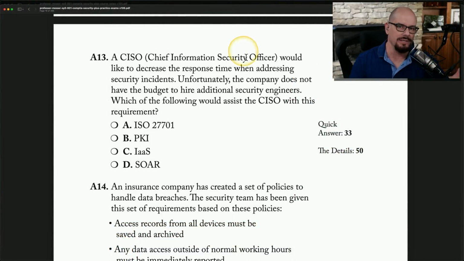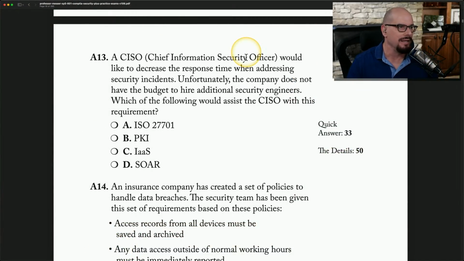For example, this is a PDF reader that's in my Mac OS. Let's do a question from the practice exam. This one, question A13: a CISO, which is a Chief Information Security Officer, would like to decrease the response time when addressing security incidents. Unfortunately, the company does not have the budget to hire additional security engineers. Which of the following would assist the CISO with this requirement? Would it be ISO 27701, PKI, IaaS, or SOAR?